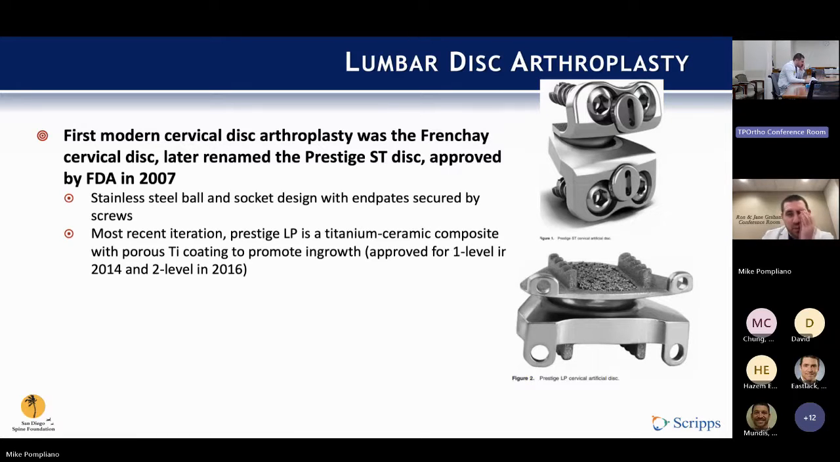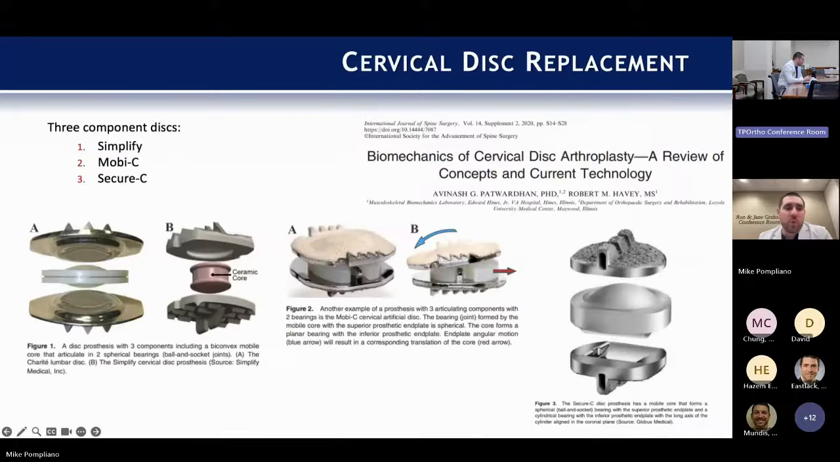This is kind of the first modern design, approved in 2007 by the FDA. It's a stainless steel ball and socket design. Its most recent iteration, the Prestige LP, is a titanium ceramic composite with porous coating and designed to promote ingrowth. So you can see that on the lower part, and then the original design is the upper image. But overall, they can be quantified by the components.